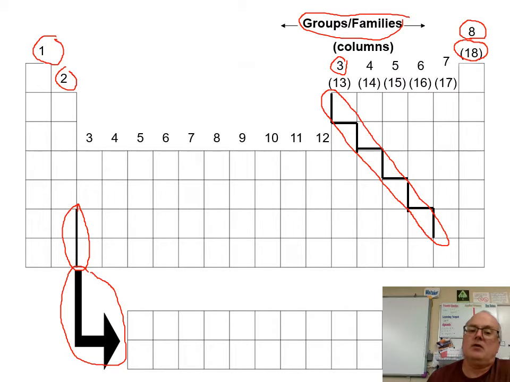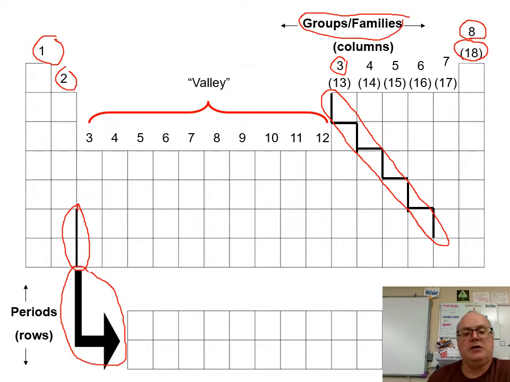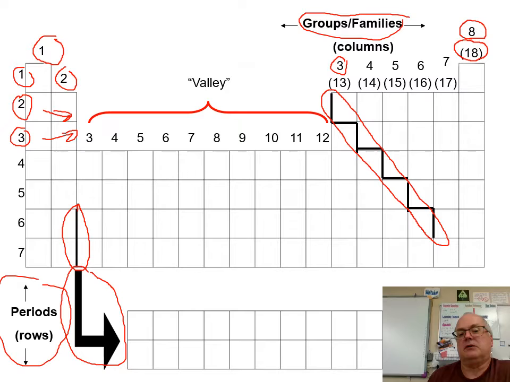Okay, when you come back, the next thing you're going to do is what we call the periods or rows. With the periods or rows, these are going to be the outside over here on the left. And remember, rows go across the periodic table. So label them 1 through 7 like this. You can pause while you're doing that, do it on both of them, and then you can stop.